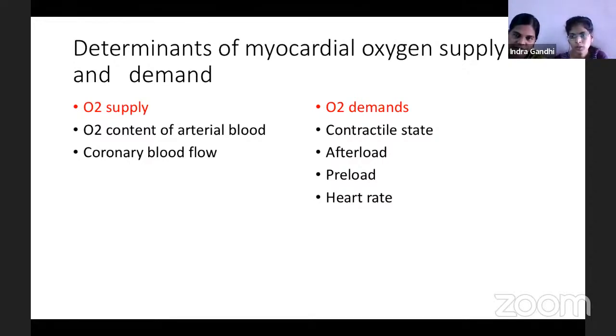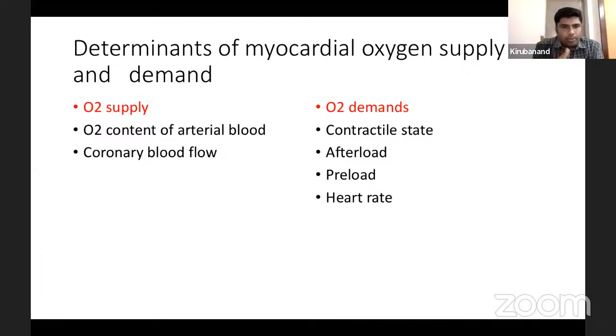So all these factors decrease the oxygen extraction. So the ODC curve shifts to the left or right? Left, sir. So if it shifts more to the left, what will happen? Increased oxygen affinity, decreased oxygen supply to the tissue.